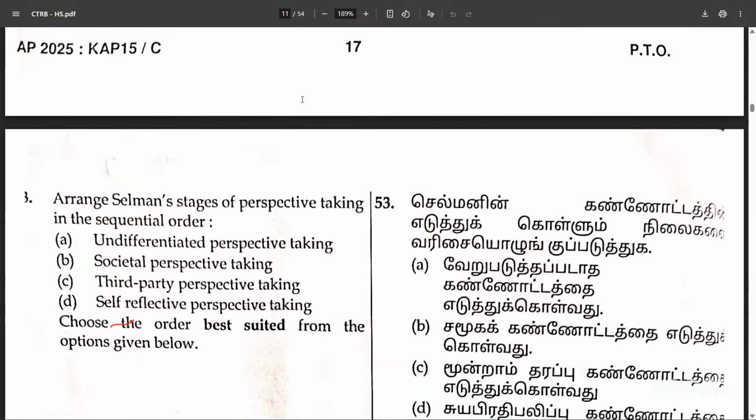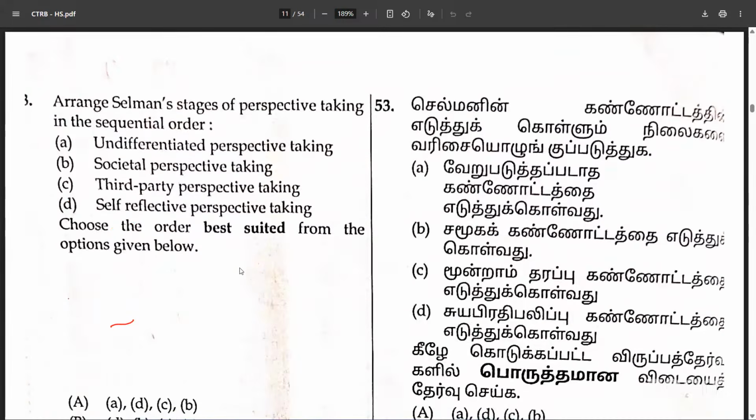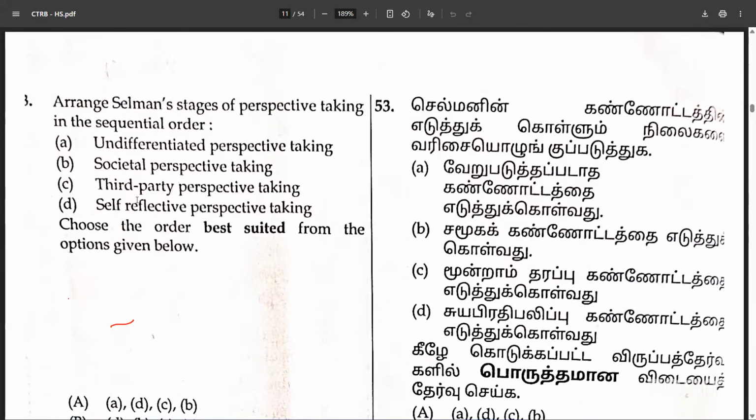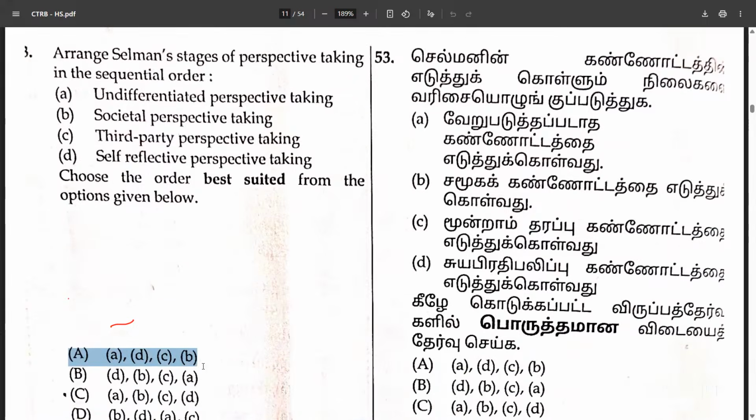Arrange Selman's stages of perspective taking in the sequential order. So here are four stages that they have given in the options. So here the correct answer will be A, B, C, D. No, actually, the correct answer here is first will be, wait a minute. Yeah. So here the correct answer will be A, D, C, B. That is A. A is our correct answer.